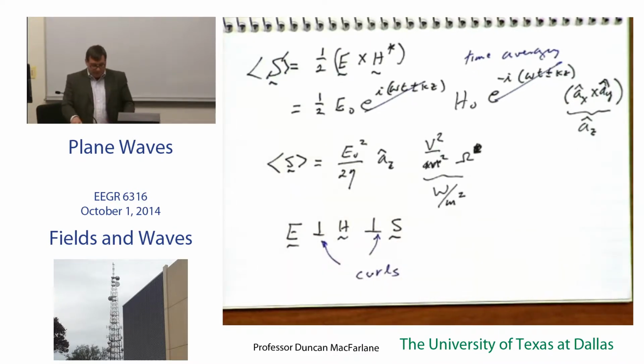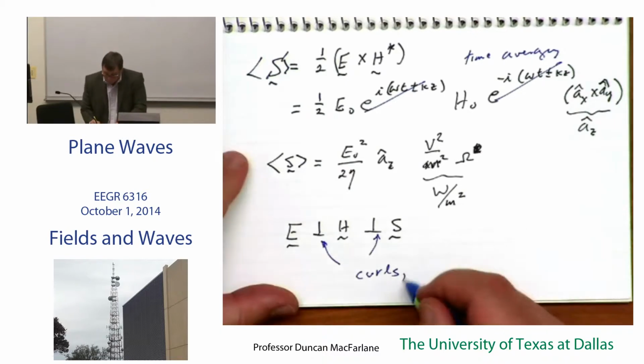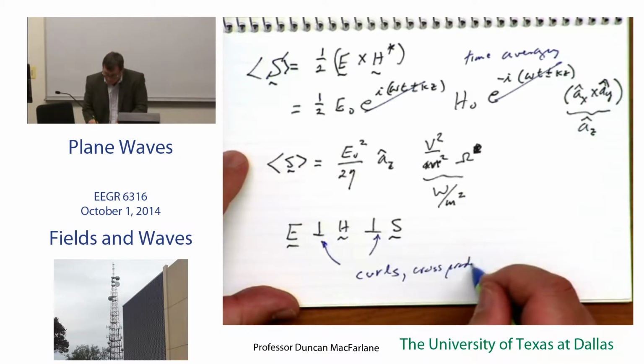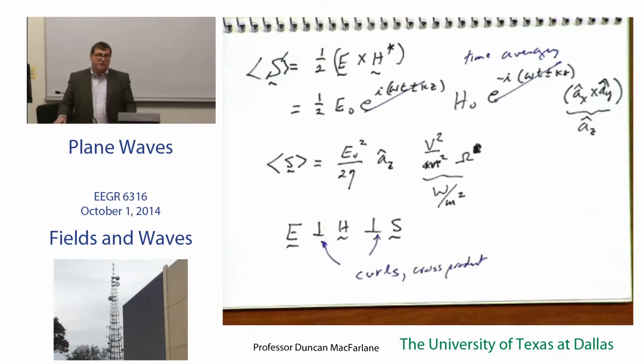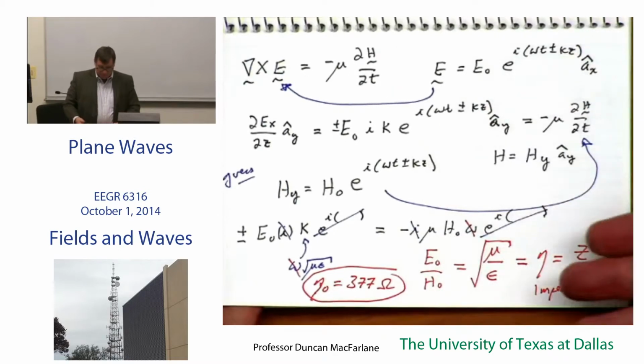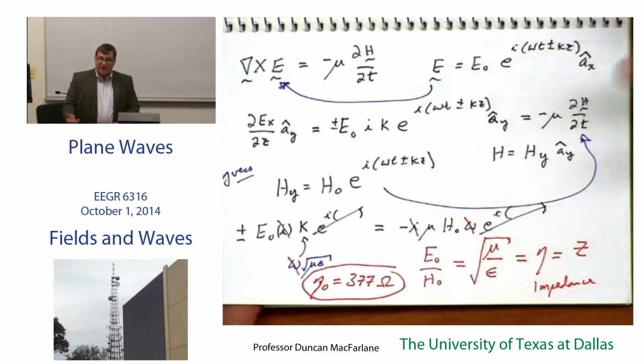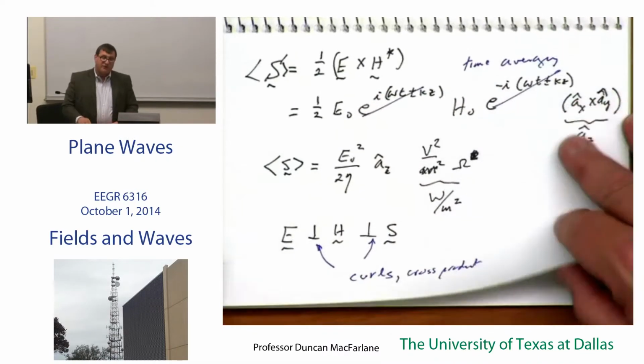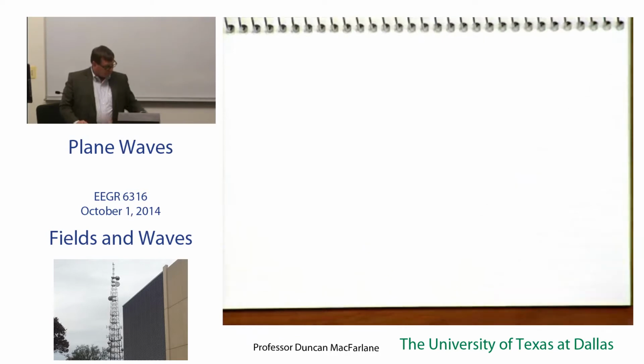And every time I have that perpendicular, it's because I'm doing that cross product or the curl calculation. So if I have H, I have E. If I have E, I have D. If I have H, I have B. I've completely solved Maxwell's equations in one very special case.